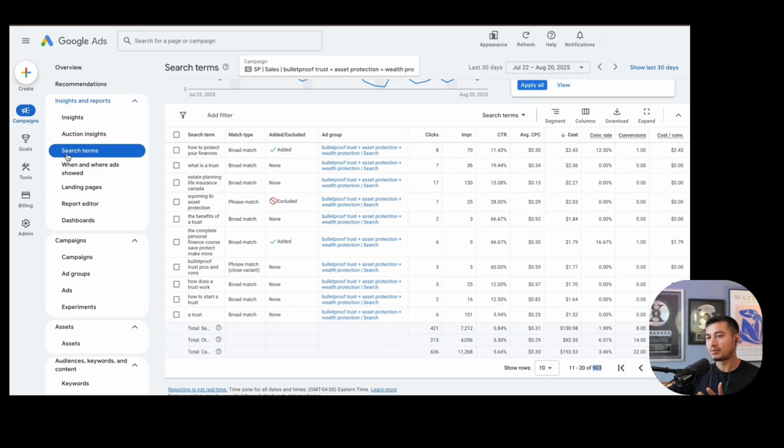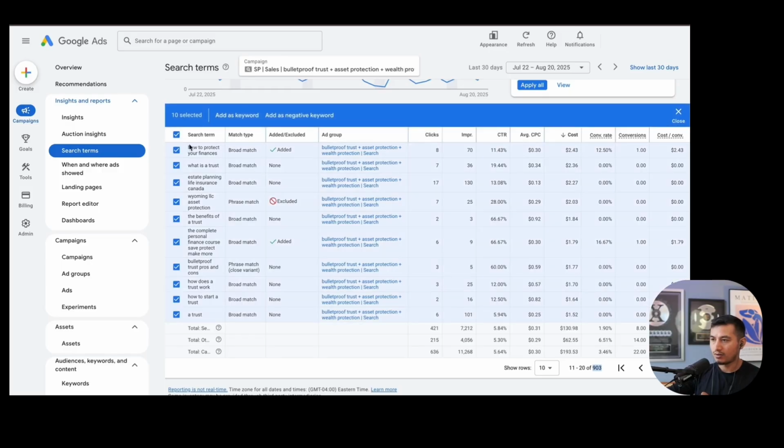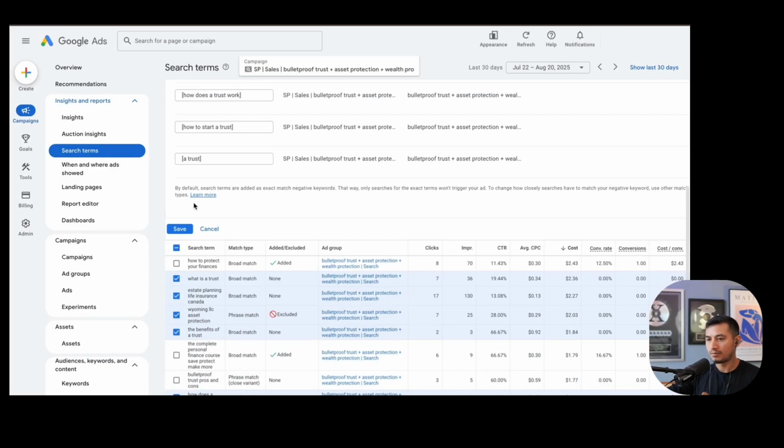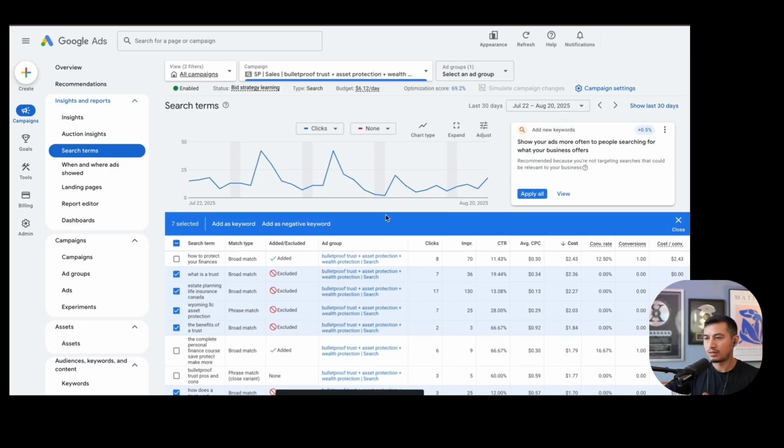And this is how I would do it. I would go to search terms. That's where I can see exactly where my ads are being shown, and then I can optimize. All right. So let's select all. This one has conversion. This one has conversion. And the other has nothing. So I want to keep this keyword and add the rest as negative keywords because I don't want my ad to be on there. That's how you optimize your campaign.